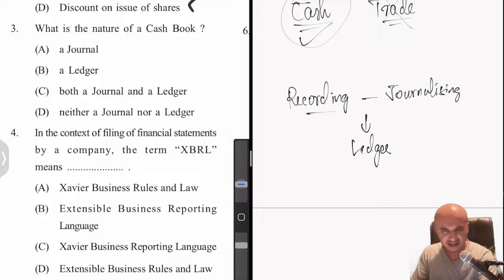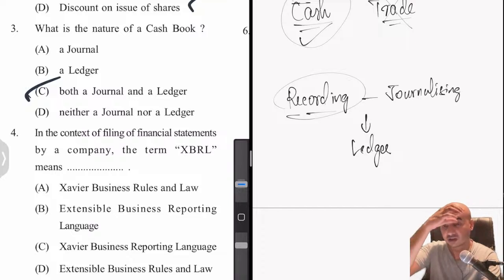So how do you classify this as a record? Is it a ledger or a journal? According to the institute, this is both a journal and a ledger. So in the exam, if at all you get such a question, select both a journal and a ledger. I wonder how they are going to explain this, but the institute thinks it is both a journal as well as a ledger, so we will have to consider that itself.